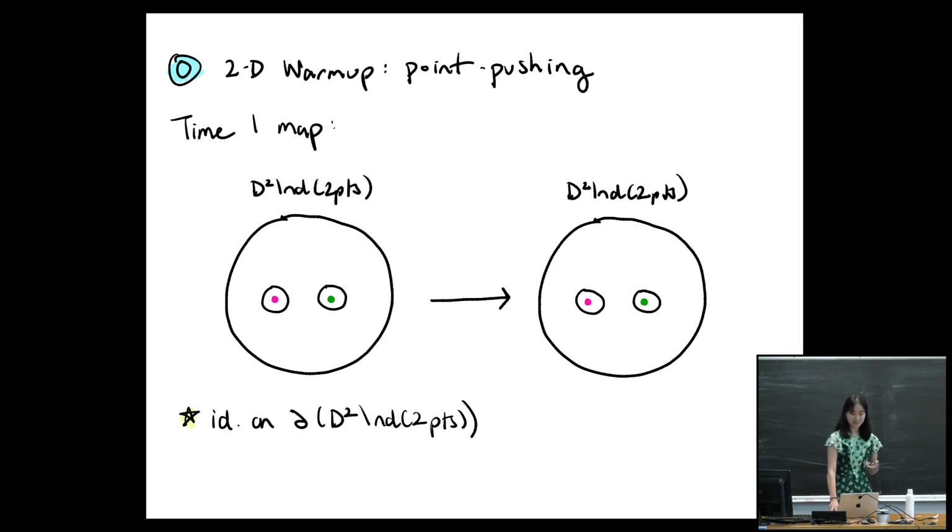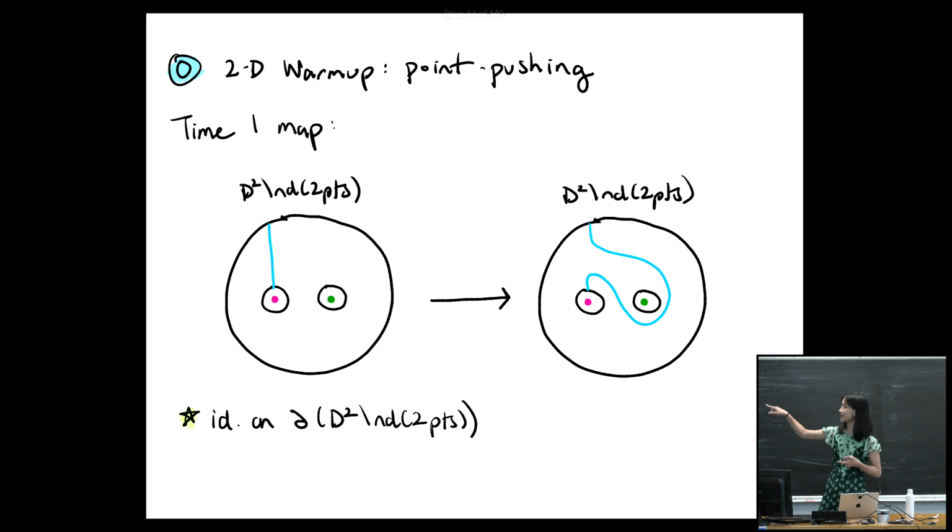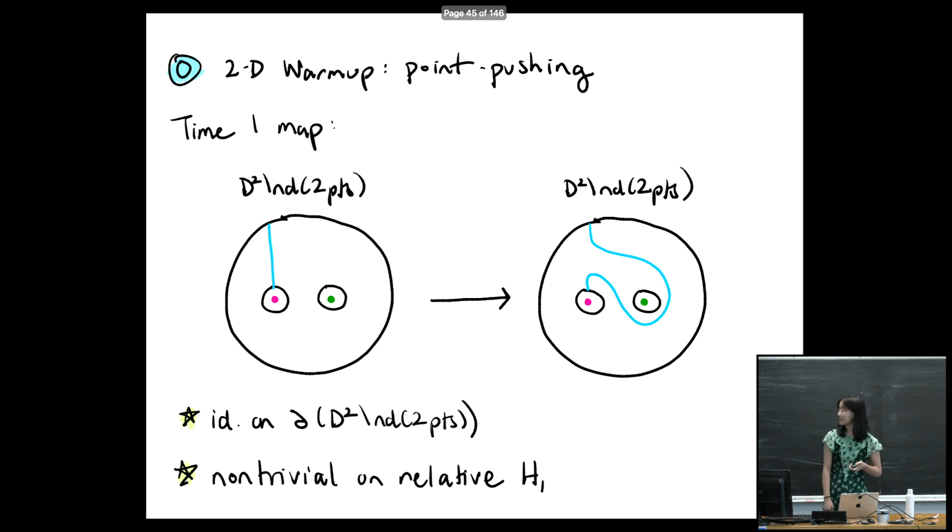So that's what I wanted. And one way to see that this is a non-trivial diffeomorphism is by looking at what it does to this blue arc. So you can imagine as I put my finger on this pink point and drag it around the green, this blue arc gets dragged along, and it changes exactly by this sort of thing. And so you can see that it's a non-trivial map on relative first homology.